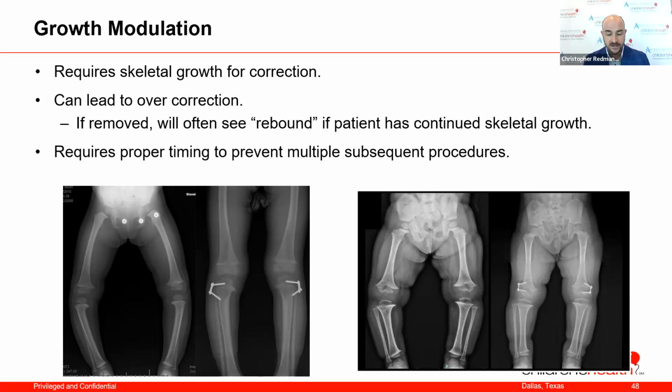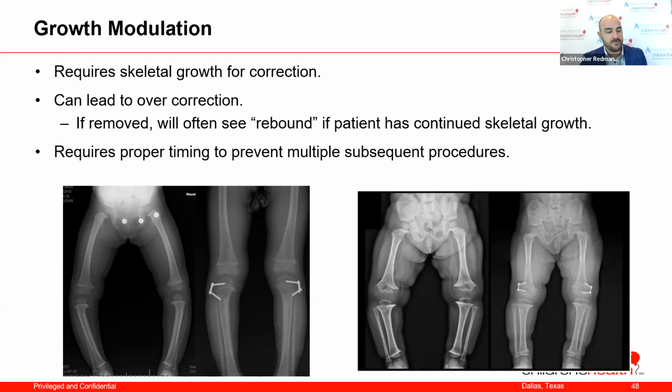This then allows for correction of the deformity as the patient grows. Now, this can be complex, as we can often see rebound growth, meaning that when we do obtain correction, if we take those plates off, we can see the deformity reoccur. We can also see overcorrection if we allow those plates to stay in too long. So ultimately, this type of procedure requires proper timing in order to obtain proper correction, but also avoid overcorrection or the possibility of rebound correction if we do have to remove that hardware. These images demonstrate children with bow-legged positions that underwent guided growth of the outer portion of the tibia and femur, respectively. You can see how, with time and growth, the deformity has slowly corrected.